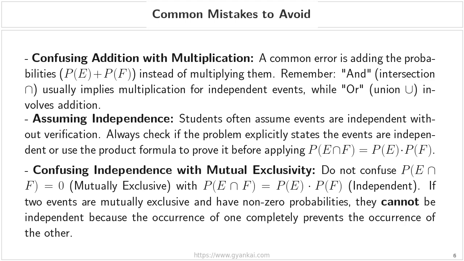This is because if they are mutually exclusive, the occurrence of one event completely prevents the other from happening, which definitely changes the probability of the second event. Keep these distinctions clear in your mind as we move to our final slide for the key takeaways. Key takeaways.